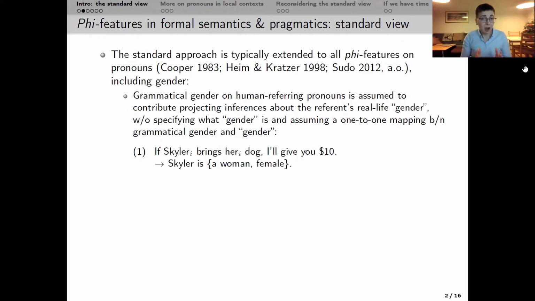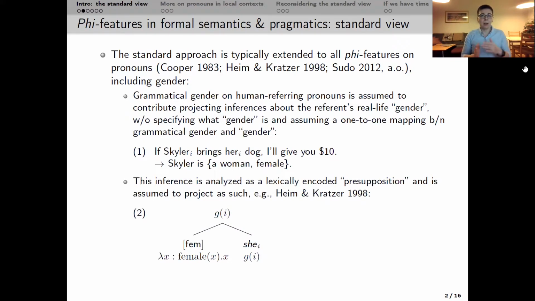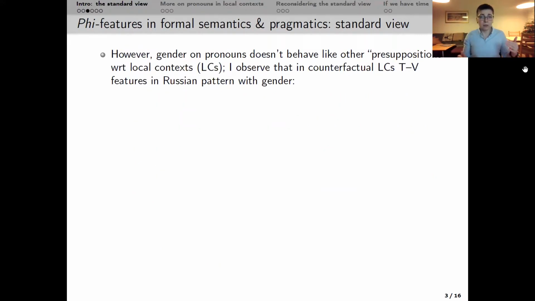If Skylar brings her dog, I will give you $10. Sentences like this are often assumed to give rise to an inference that Skylar is a woman or Skylar is female. And this inference is often analyzed as a lexically encoded presupposition and is assumed to project as such. Now, it has been known for a while that gender on pronouns doesn't in fact behave like other things that we also label as presuppositions in certain local contexts.